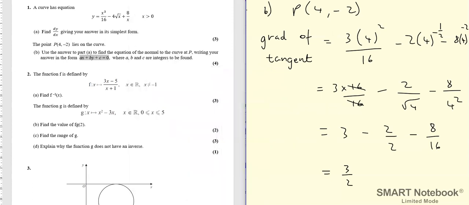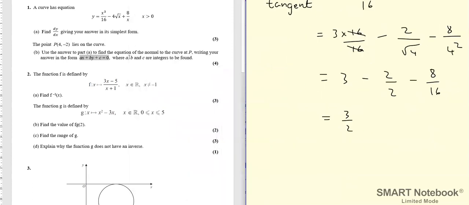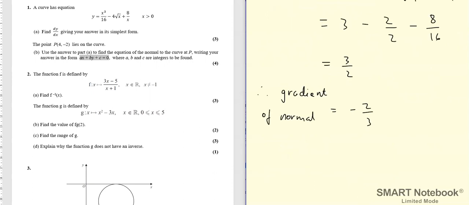Okay, so that's the gradient of the tangent, but we want the equation of the normal. So if we have the gradient of the tangent, therefore the gradient of the normal will equal minus 2 over 3. So now we've found the gradient. We know that the normal passes through the point 4, minus 2.